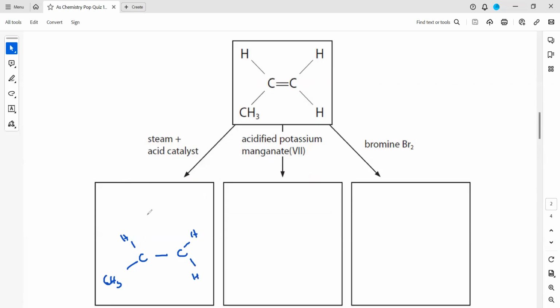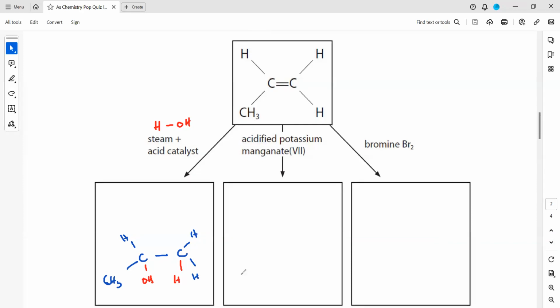So how will you know which side H will add? So according to Markovnikov's rule, the hydrogen is added towards the carbon which is already having more hydrogens. So if you see, when the double bond breaks, we have on the right hand side a carbon with two hydrogens, and on the left hand side the carbon with one hydrogen. Because it is reacting with steam, steam means H2O or H-OH. So the H will be added to a carbon which is already having more hydrogen. So this will be the product. Like the major product will be this one.